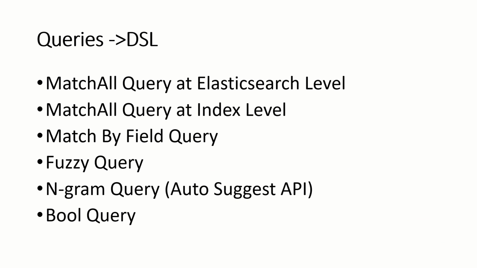So we have the MatchAll query at Elasticsearch level that we have converted in the form of Spring Boot APIs. We have the matchall query at index level, and that we have converted in the form of Spring Boot API. We have the match by field query. We have also converted that in the form of Spring Boot API. Again, we have the fuzzy query. We have the ngram query. Using the ngram query, we have developed an auto suggest API in Spring Boot. Again, in last, we have the Bool query, and we have converted that Bool query in the form of Spring Boot API. So this is what this video contains.